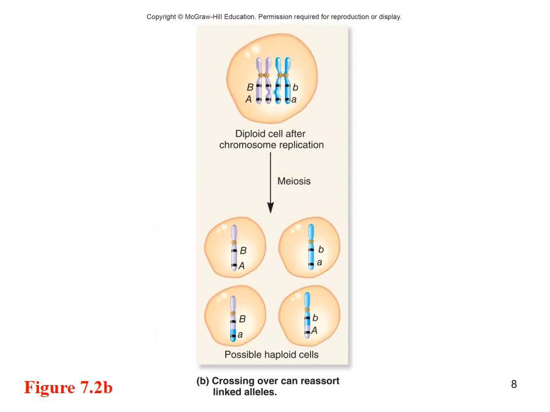Your other option, which we know is likely in meiosis, is that you will have crossing over occur. And as the crossing over occurs, some of our haploid cells are going to become hybrids, or are going to become recombinant, meaning that they'll be able to display both traits of the maternal and the paternal lineage.